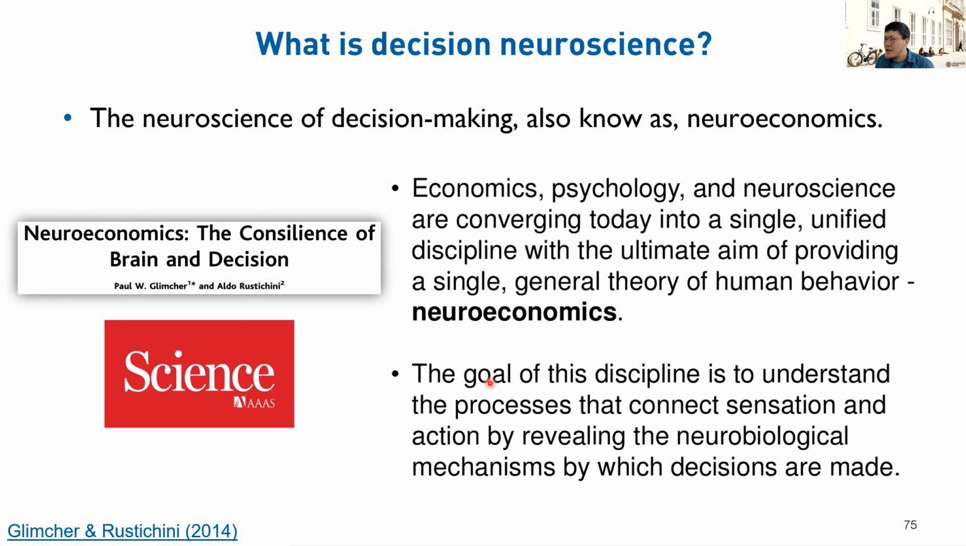And why we have this field, why we have decision neuroscience, why we have neuroeconomics, because there is a goal that we want to achieve. So this is the central research question that we are interested in. Here the research question is to understand the process that connects sensation and action by revealing the neurobiological mechanisms by which decisions are made. So it's the same thing that I said, using neuroscientific methods to uncover the process underlying decision making, both in terms of behavior and also in terms of the brain.